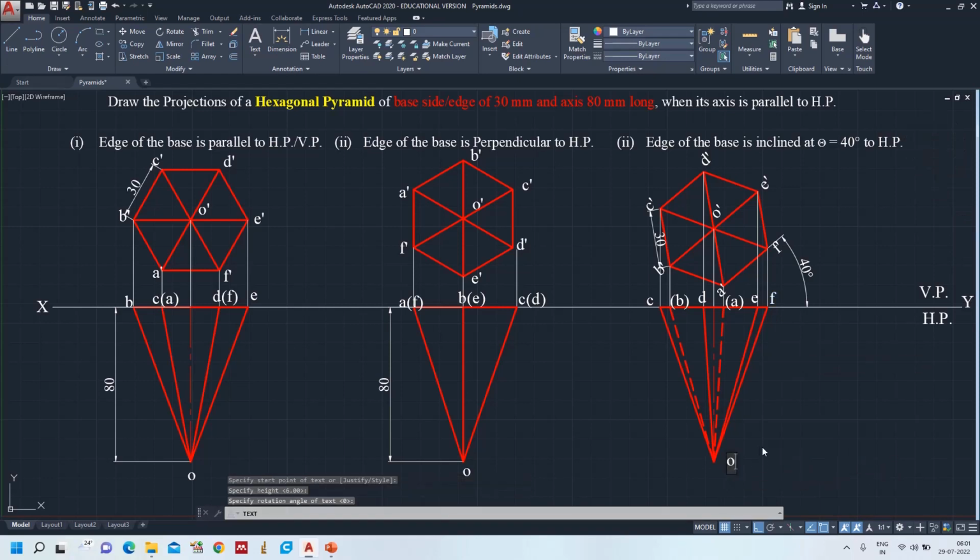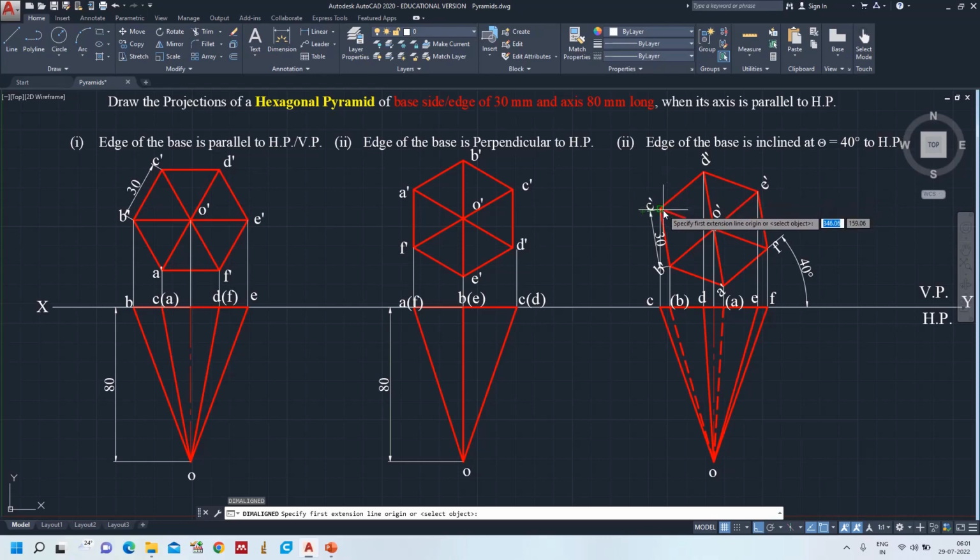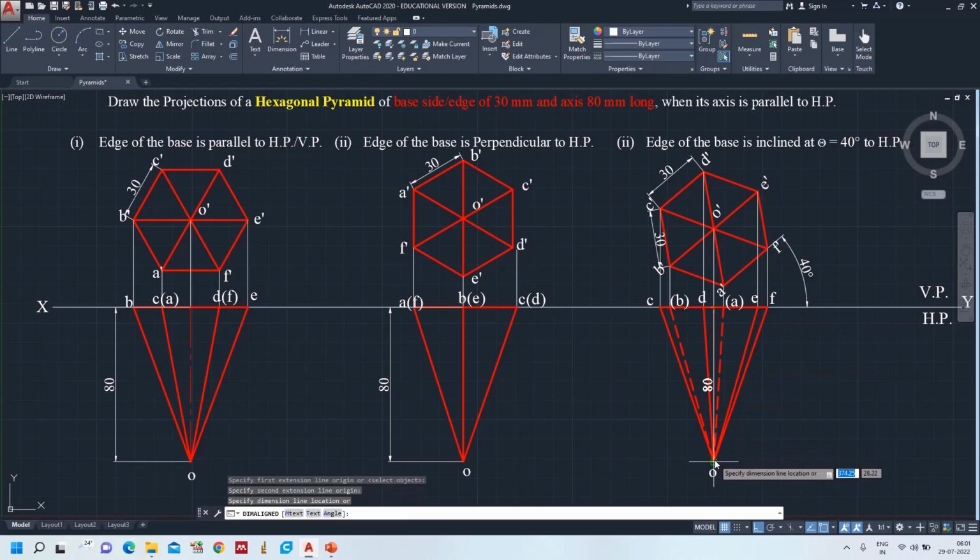Apex point O. We'll give the dimension 30, 30 and the axis height as 80. See, now this is all about the projections of a hexagonal pyramid when its axis is parallel to the horizontal plane.